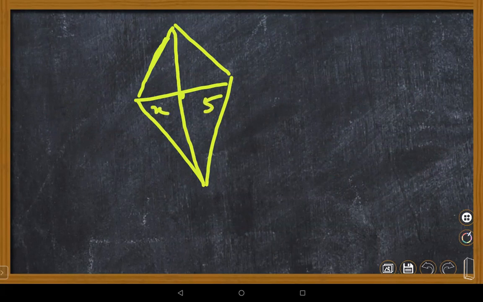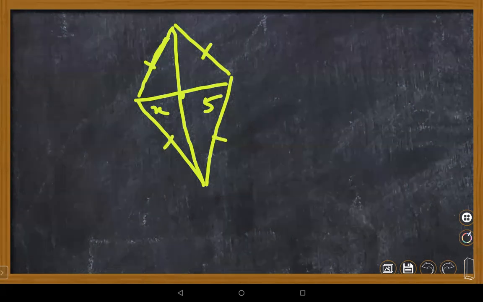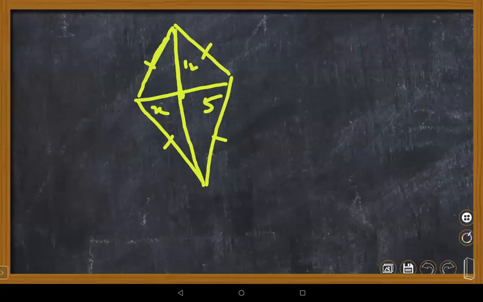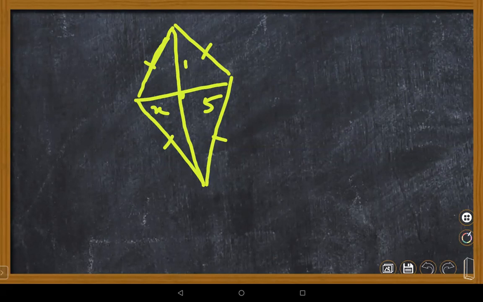This is 5 centimeters. This is x. They are giving all sides equal to represent this is a rhombus. This length is given as 12. This length is x. This length is y, and this is given as z. You need to find out x, y, z.